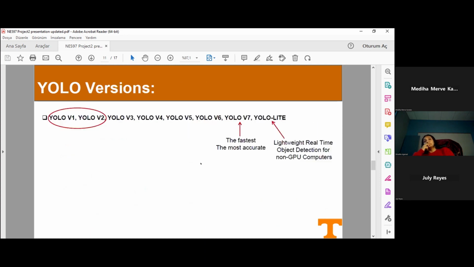YOLO has 7 versions and also 1 YOLO Lite version. The YOLO Lite version is for non-GPU computers for real-time object detection. YOLO V7 is the fastest and most accurate version of YOLO. In my presentation, I will mention V1 and V2.